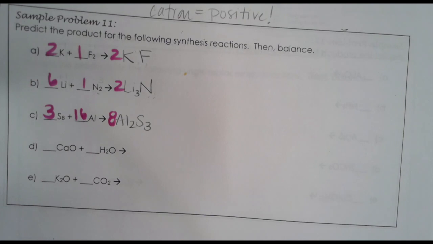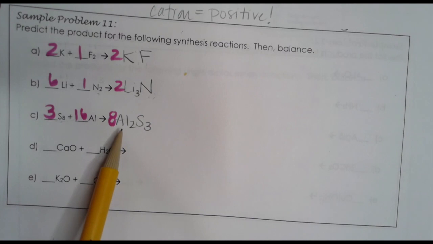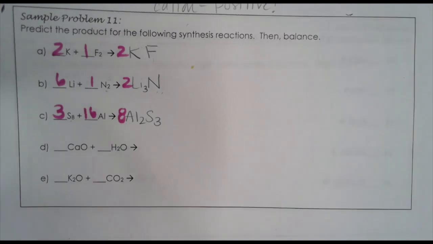Be careful, because in this case, your anion is actually listed first. Just because the anion is listed first doesn't mean that it goes first in the formula. Your cation, the positively charged ion, always has to come first. Aluminum is +3, so therefore that's first in the final formula.